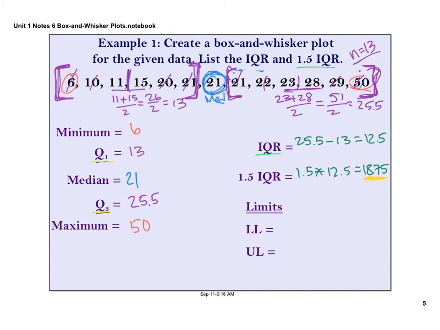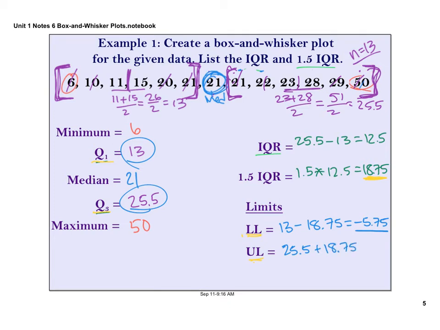So the way we find that now, the lower limit and upper limit, that's what LL and UL is, lower limit and upper limit. The way we find that is to take the lower quartile and subtract that limit. And you're going to get a negative number here, and that's okay. 13 minus 18.75 is negative 5.75. Okay, so that's my lower limit. Then for the upper limit I have to go outside of Q3. So take 25.5 and go above it.